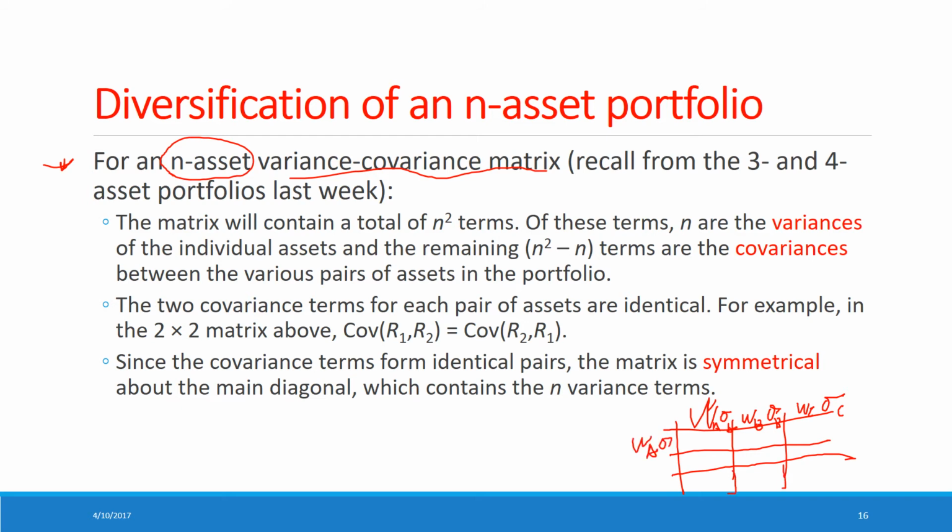We have the same thing here. Weight C, standard deviation C. Right. So if we have a portfolio of three assets, we would have 9 different terms coming from the variance-covariance matrix. If we have an n asset portfolio, the total terms from the matrix would be n squared. So of these terms, we have n variances, which are given by these boxes over here, and the remaining n squared minus n are the covariance terms, which are the rest of the matrix.